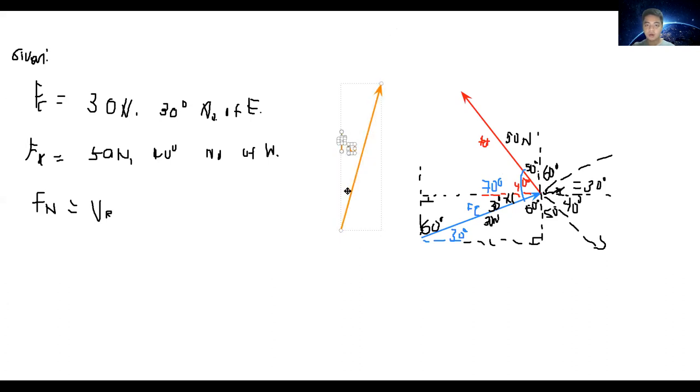Okay, and then ilagay natin yan. We can determine the value of F sub N. So, i-drawing lang natin ulit. Okay, this is 30. That is 30. Then we have 50 newtons. Then we have the result of vector. The result of vector is this one.